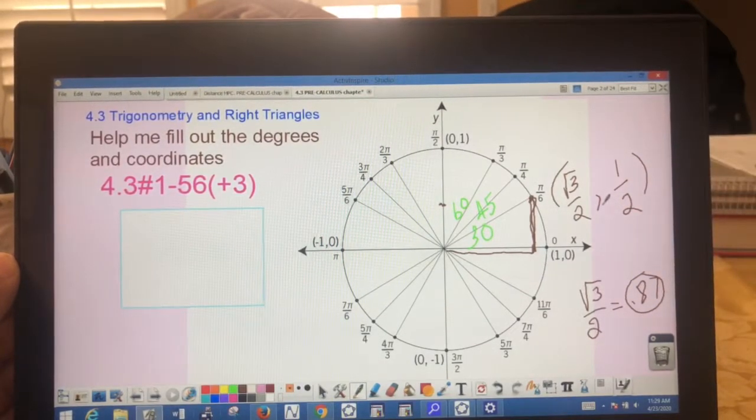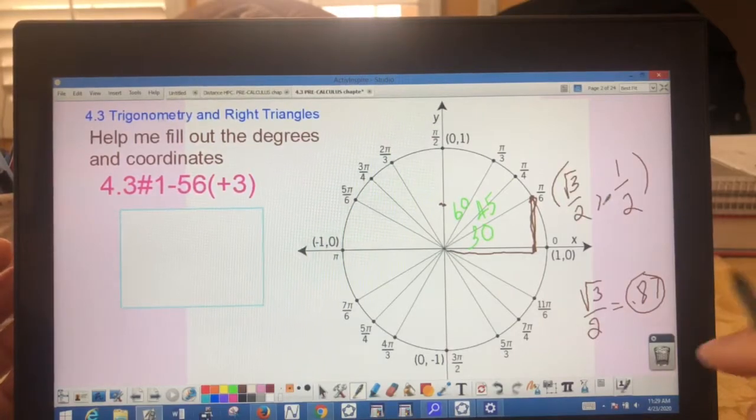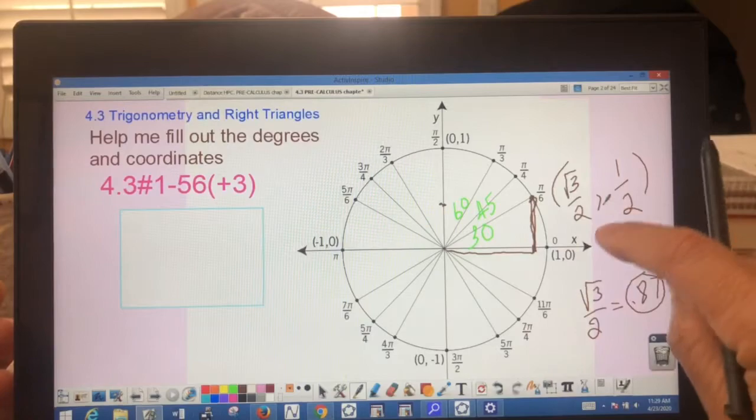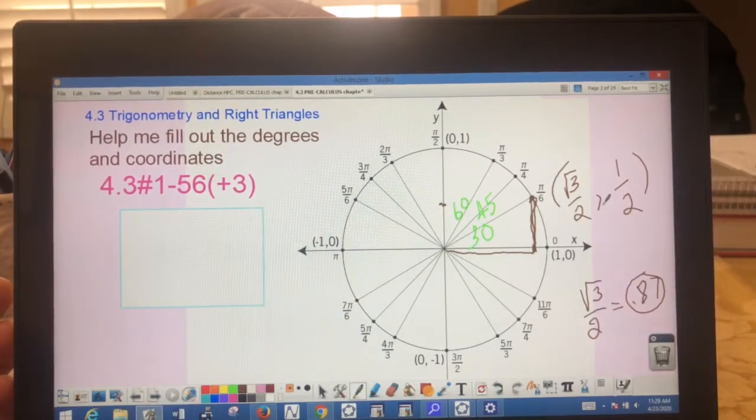You can pause this here and look at, I'll go back and watch this again on how I get my angle 30 and pi over 6, and I got these two points lined up. Let me reset the board here.